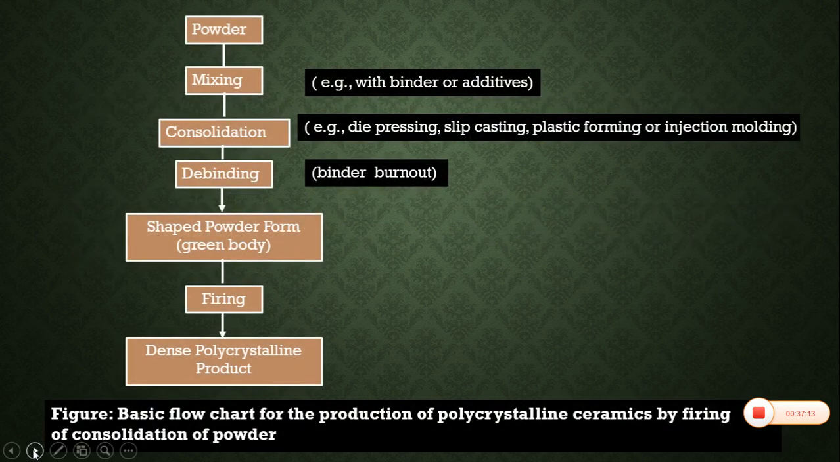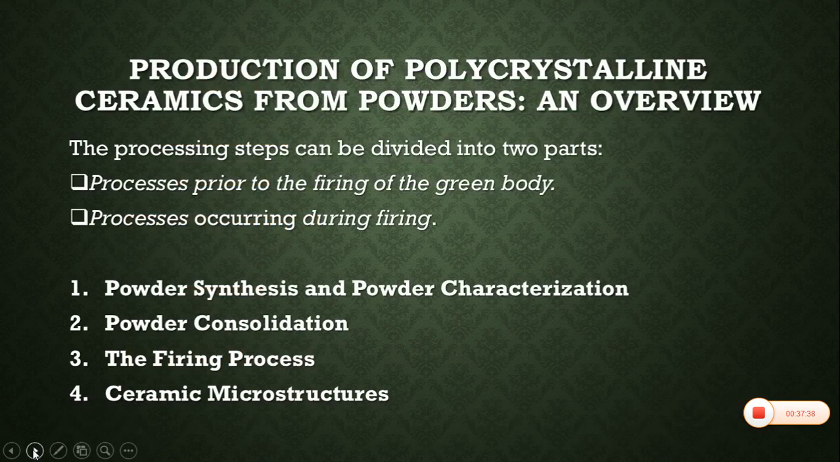Now this figure illustrates the various processing steps involved in the firing of the consolidated compacted powder process. Powder is mixed, consolidated, debinded, shaped into the form and fired, and finally we get a dense product.